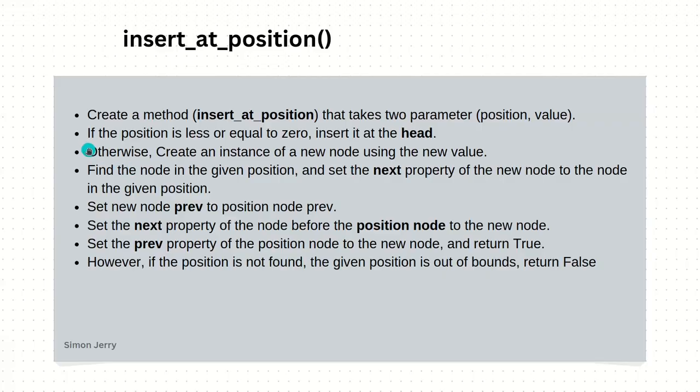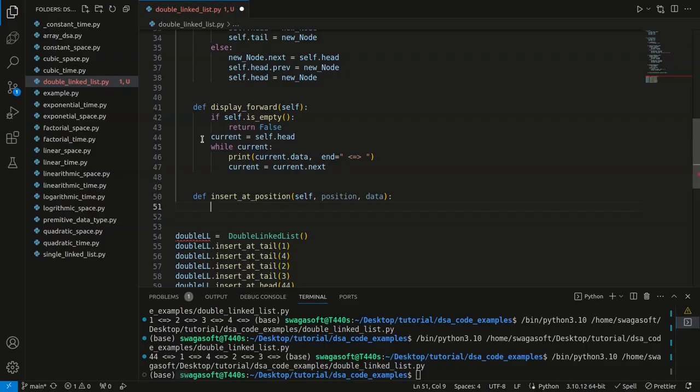Now the next thing says if the position is less than or equal to 0, insert it at the head. I think we should not allow anything less than 0 because there's no position that is less than 0. I think this documentation needs correction. So let us add a validation here. If the position is less than 0, we want to just stop the execution.